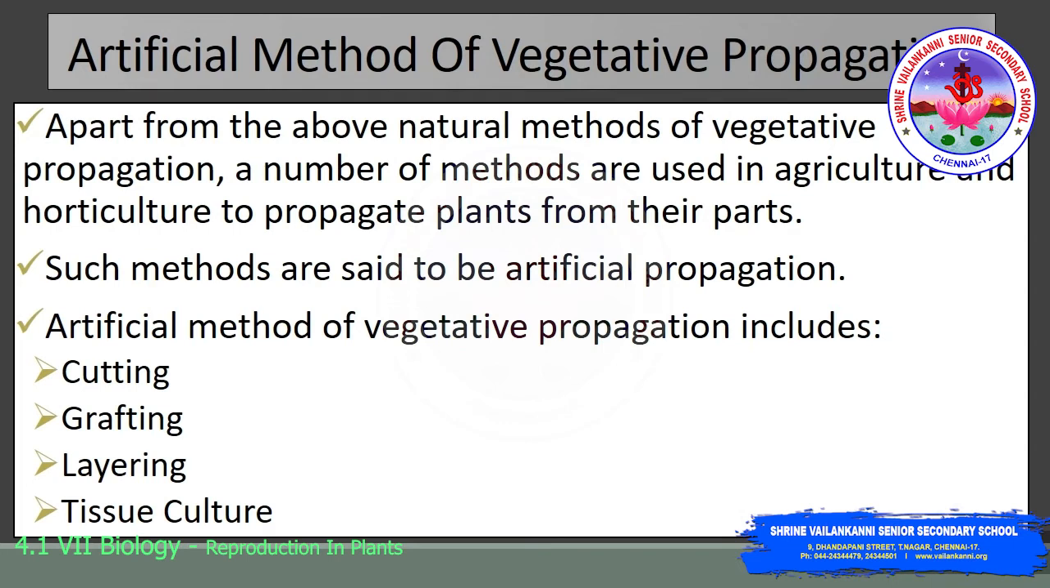Since we have studied the natural method of vegetative propagation, now we shall study the artificial method of vegetative propagation. Apart from the above natural methods of vegetative propagation, a number of methods are used in agriculture and horticulture to propagate plants from their parents. Such methods are said to be artificial propagation. Artificial methods of vegetative propagation include cutting, grafting, layering and tissue culture.